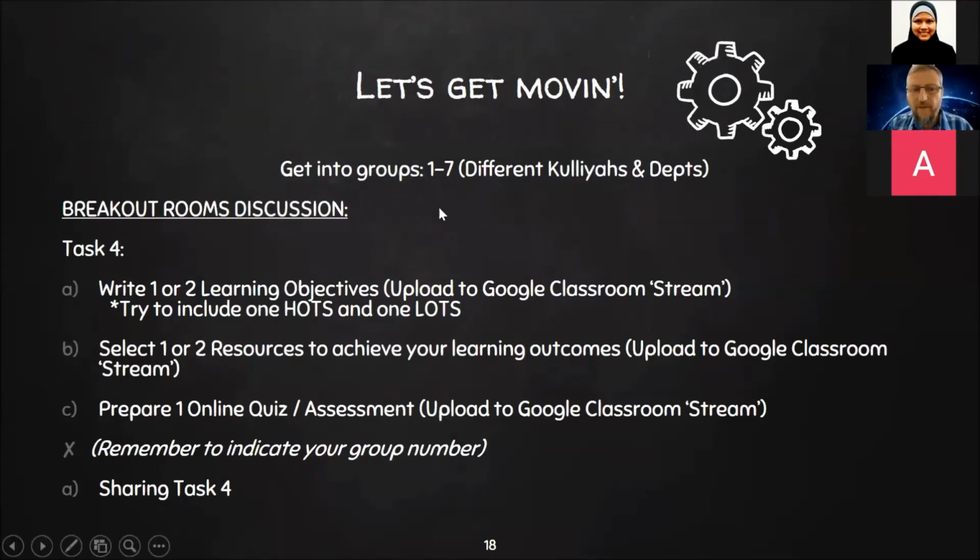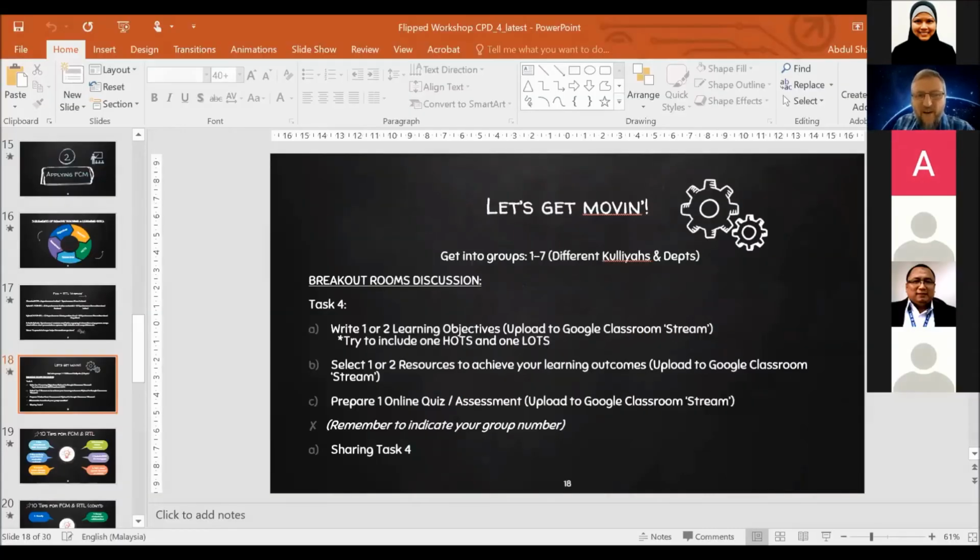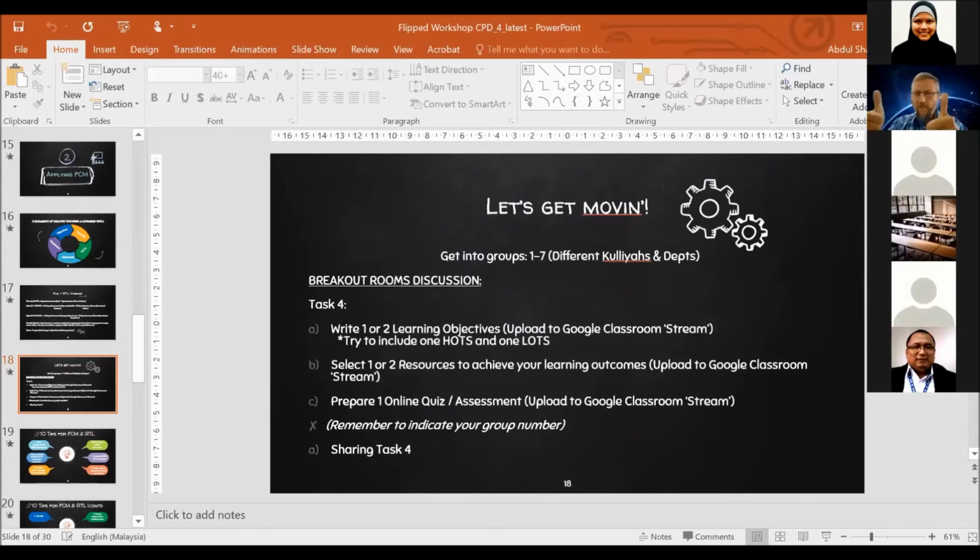So is everybody clear what you're supposed to do? I think the CPD people will put you into a group automatically. We've already allocated. So if you can see my message here, upload your group learning objectives, resources, quiz, and don't forget to put your group number so we know who you are. Okay, bring out the breakout rooms.